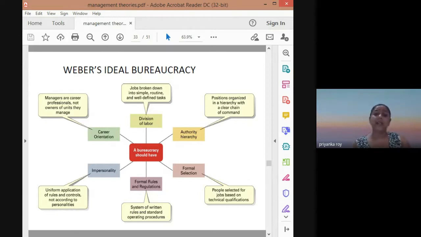Then impersonality should be uniform application of rules and control, not coordinating to personalize any particular persons. Then you have to have a clear orientation towards the goal of the organization, that is, managers are career professionals and not owners of the unit they manage at the time.